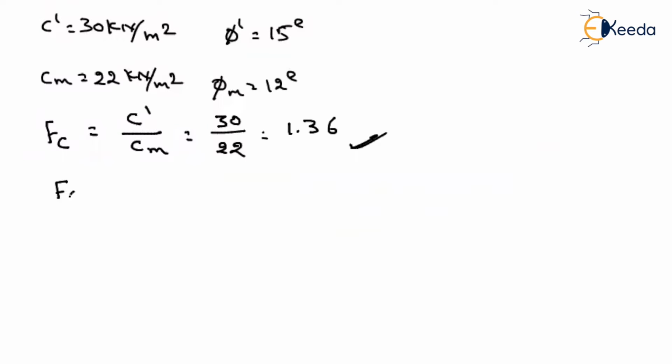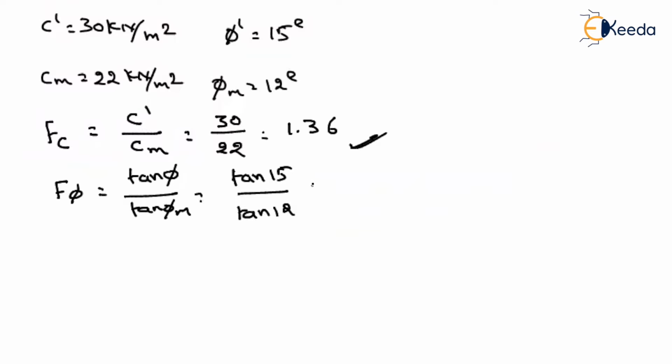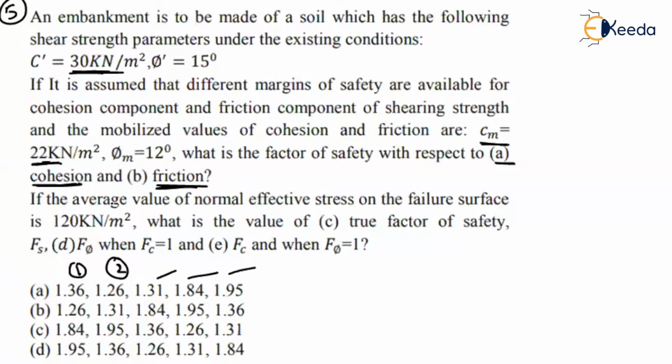Similarly, what is the factor of safety with respect to friction? That is nothing but tan phi divided by tan phi m, which equals tan 15 degrees divided by tan 12 degrees. If you solve this, you will get around 1.26. So the first one is 1.36, the second one is 1.26. After that, what do we have to find? If the average value of the normal effective stress on the failure surface is 120, what is the value of the true factor of safety?